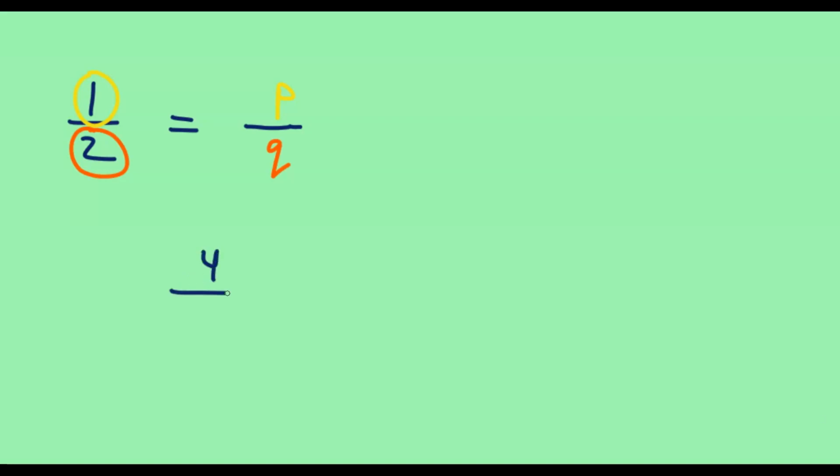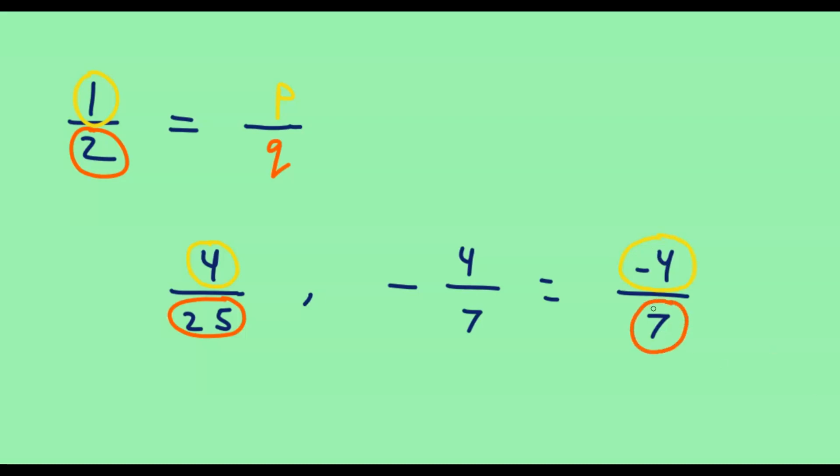Similarly, if we consider 4 divided by 25, this will also be a rational number. And that is because p is 4 and q is 25. Consider a number like minus 4 divided by 7. This is also a rational number. We can write this as negative 4 divided by 7. And here, p will be the integer negative 4, while q will be the integer 7. So negative 4 by 7 is also a rational number.